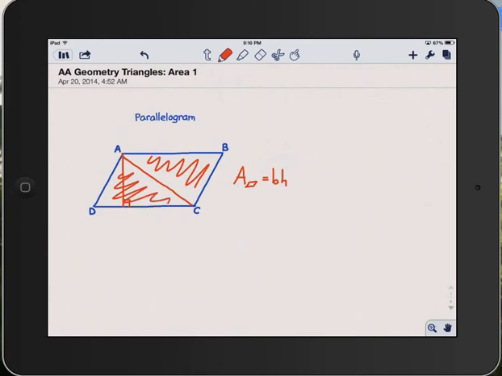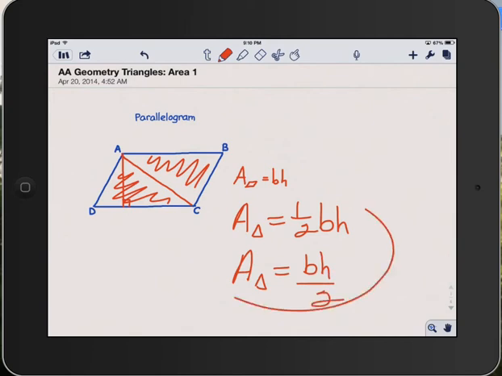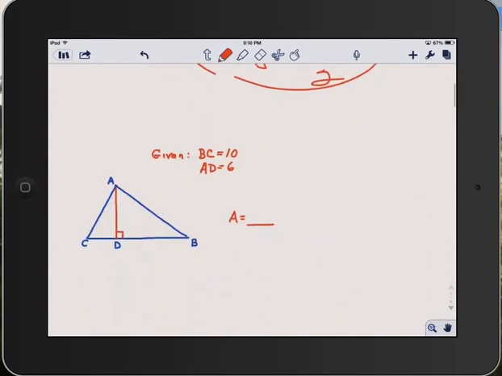Now, because they're congruent, the area of one triangle is equal to the area of the other triangle. So if they totaled base times height, the area of either triangle has to be 1/2 the base times the height. Another way of saying that is the area of a triangle equals the base times the height divided by 2. Either way is fine. It's half of a parallelogram. So the way in which we use this formula.